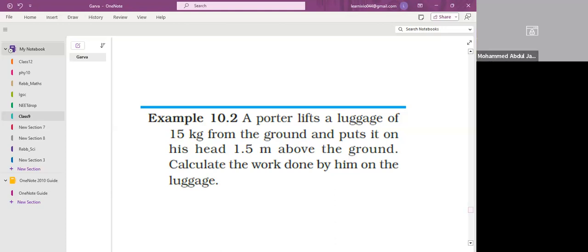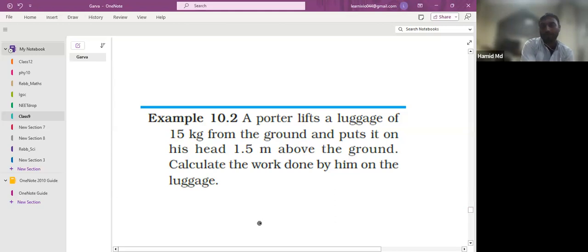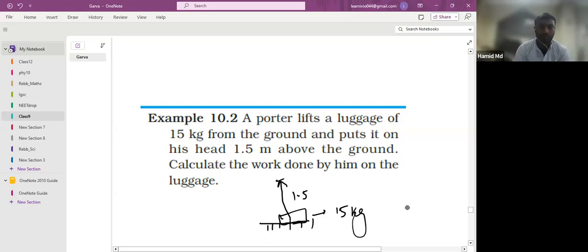So this is like potential energy. Yes, take that into consideration. This is the ground, and a porter has a box, whatever it is, and he is lifting it 1.5 meters. In this case, the box is 15 kg and the height is 1.5 meters. So what will be the work done?